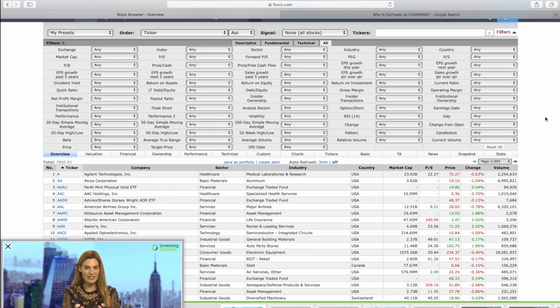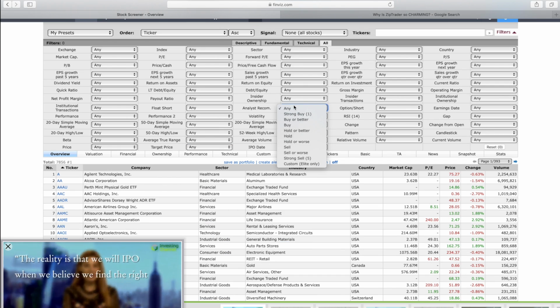For those of you who love analyst opinions, you could find analyst recommendations that are strong buys or strong sells, right? And that's another great opportunity because a lot of times stocks are overreactive and then analysts can kind of pick up on that before anybody else can. But this is another opportunity to scan for that.